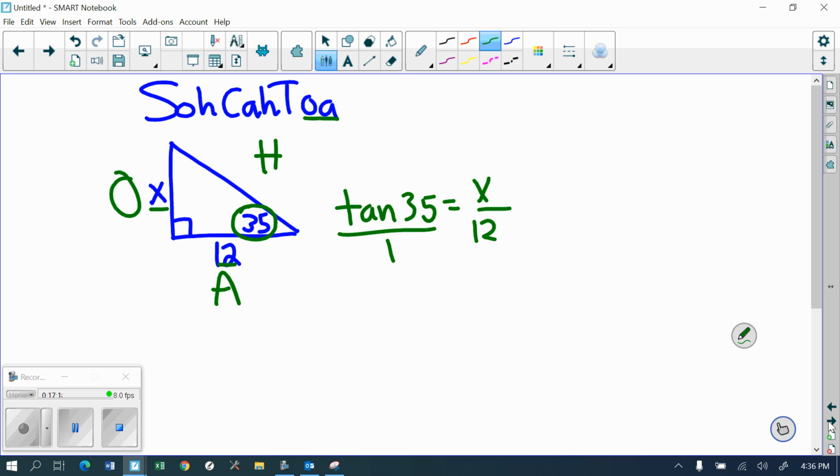Put this over 1, cross multiply. X equals 12 tangent 35. Okay, notice I put the 12 up front, put the trig function last. That way it doesn't mess up in your calculator. If you did tangent 35 times 12, it would actually do 35 times 12 first, get that answer, and then multiply, and then find the tangent of it. We do not want to do that. So put the number by itself in front and the trig function last. That's the exact answer.